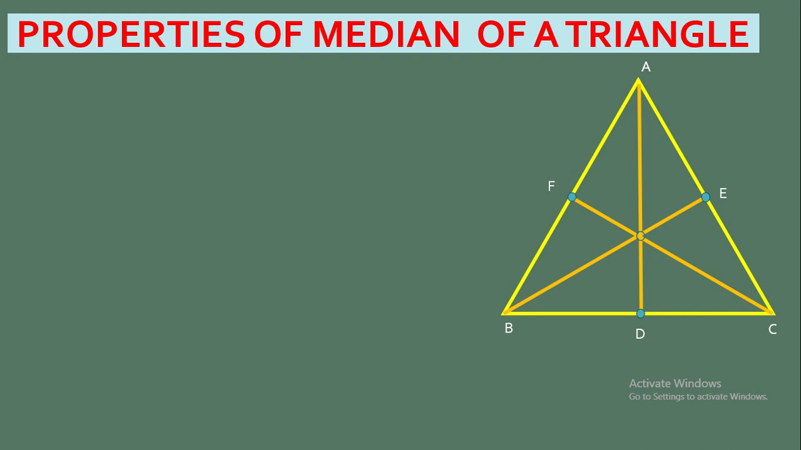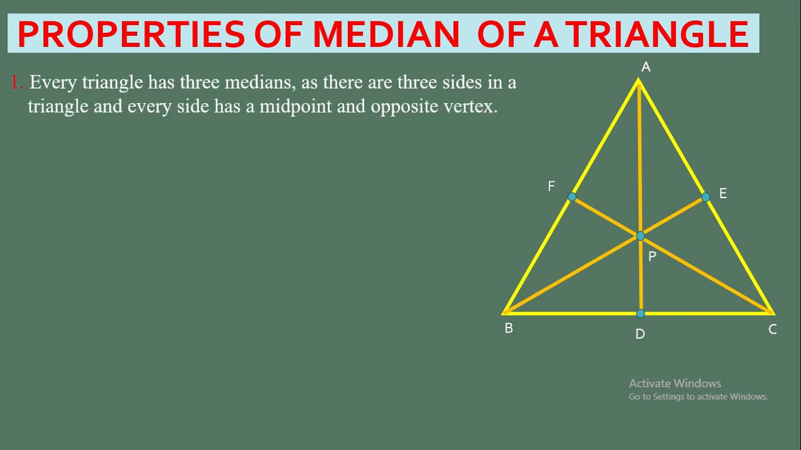And we can see that all these three medians are meeting at a point. For example, this point is point P. So every triangle has three medians, as there are three sides in a triangle and every side has a midpoint and an opposite vertex, just like we saw here. Side BC has a midpoint D and its opposite vertex is A, so AD is the median.